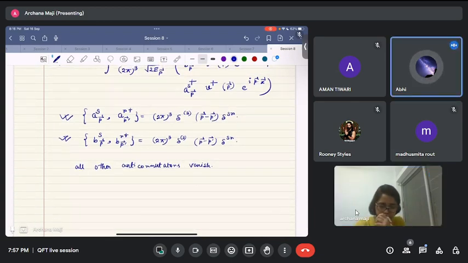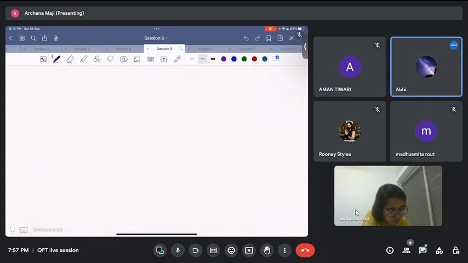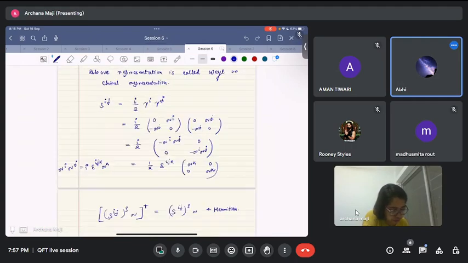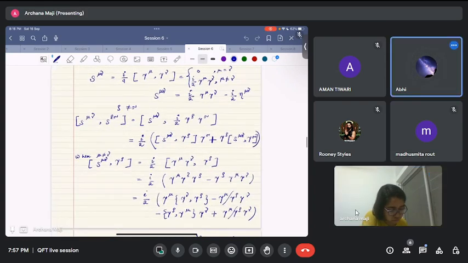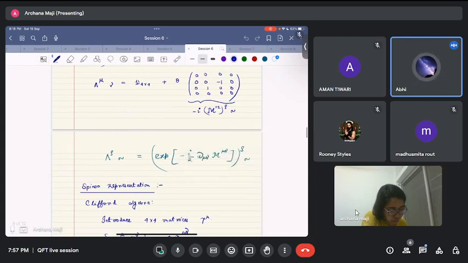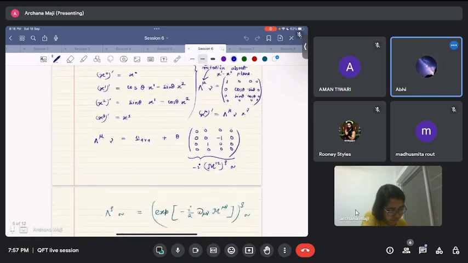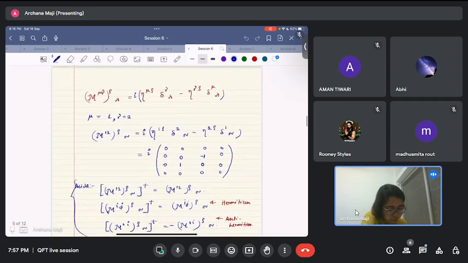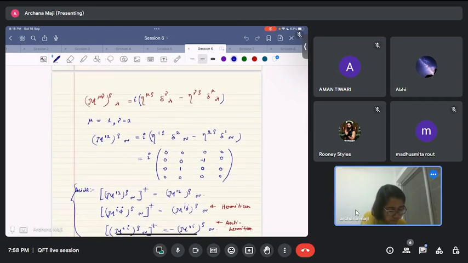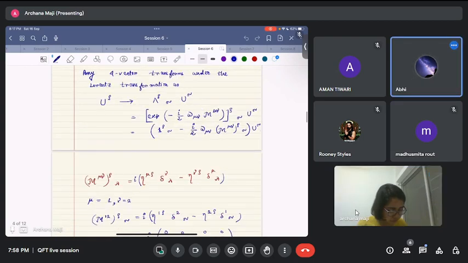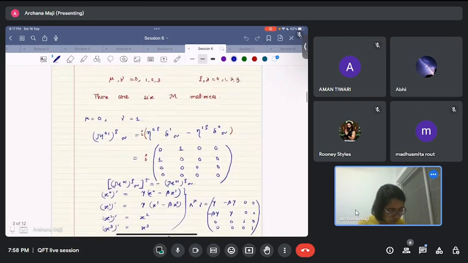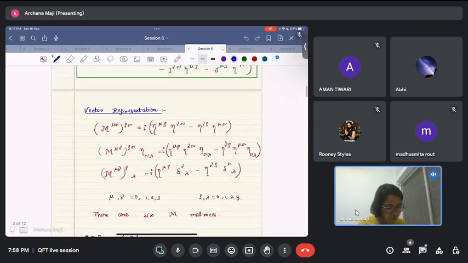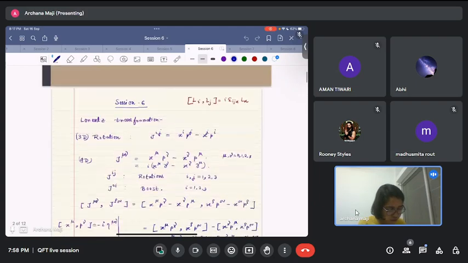Ma'am, can you go to the session where you have derived the generators for Lorentz transformations? Session 5, is it? No, 6. Yes, here, just above. These are for spinors, just above. Okay, for the vector representation here. So this is how M12 is for rotation, about 1 to 2. Can you go more up? Yeah, this was, I think, for boost. This was the vector representation, which we also used today.